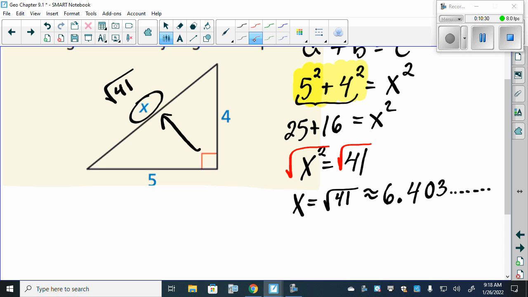So are these Pythagorean triples? No. Because we need 3 integer values. Integers are positive or negative whole numbers. We don't have decimals or fractions. So this here would not be a Pythagorean triple. Questions on this here?